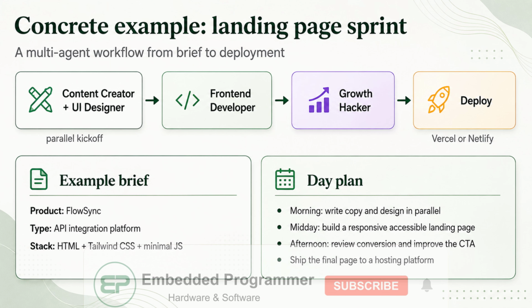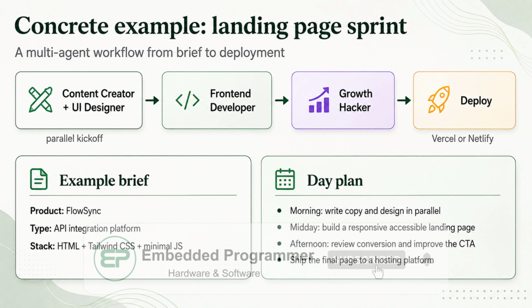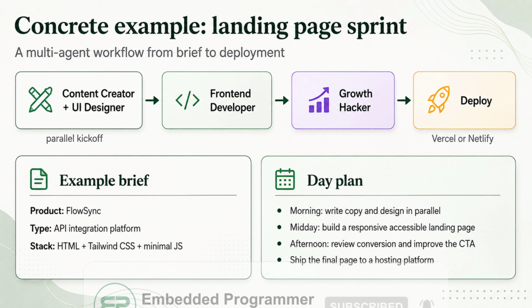Here is a practical example. Let's say we are building a landing page. The workflow starts with two agents working in parallel. Content creator writes the landing page copy. UI designer plans the layout, sections, and component structure. Then the front-end developer builds the landing page. After that, the growth hacker reviews the page for conversion. They check the call to action, the value proposition, the sign-up flow, and the overall positioning. Finally, the page can be deployed to a hosting platform like Vercel or Netlify.